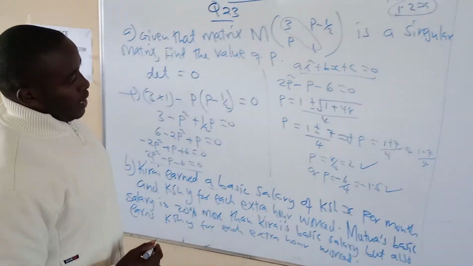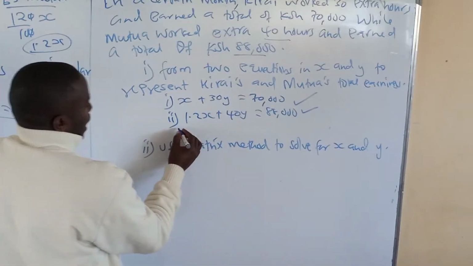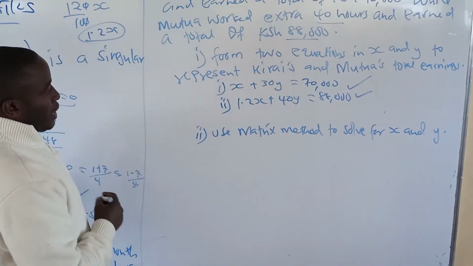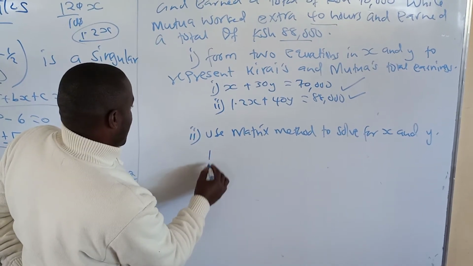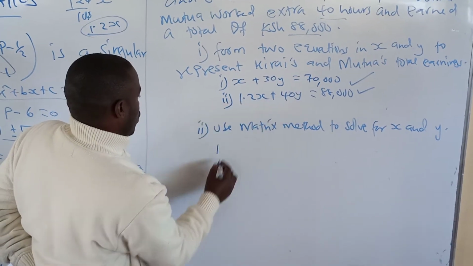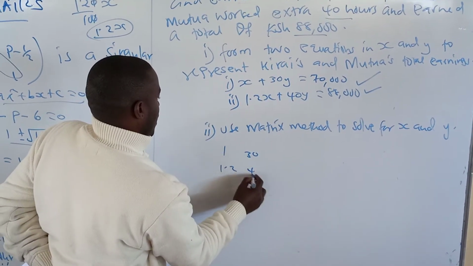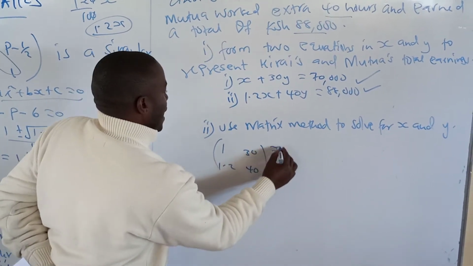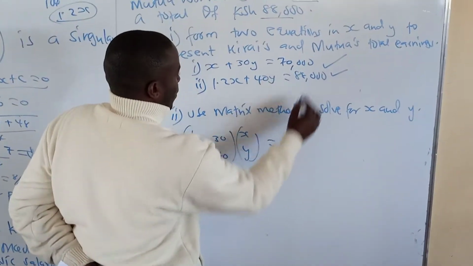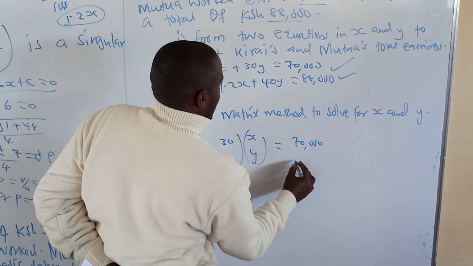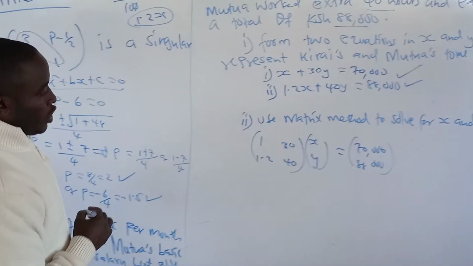Then the next question was that you use the matrix method to solve for x and y. So what you do, you rearrange these equations in matrix format. In matrix format, the coefficient of x in the first equation is 1, and the coefficient of x in the second equation is 1.2. The coefficient of y is 30, and the coefficient of y is 40. Times xy gives you 70,000 and 8,000. So this is the matrix equation, the equation in matrix form.